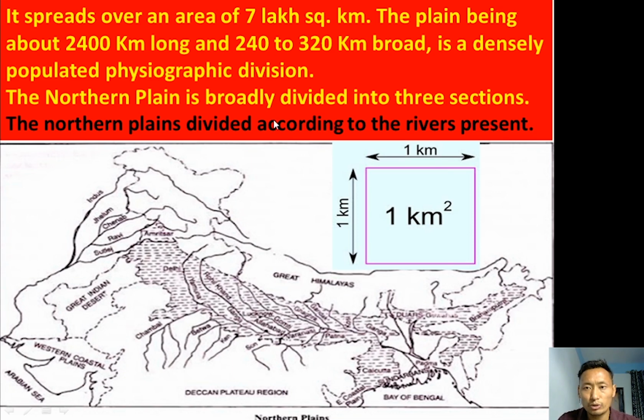The northern plain is broadly divided into three sections, three parts. This division is made based on rivers.